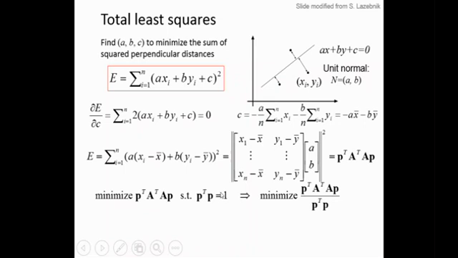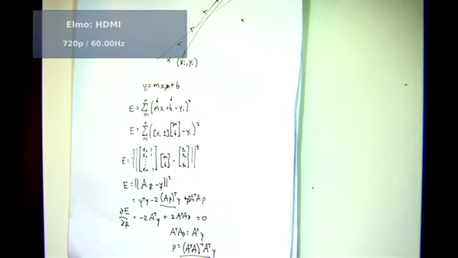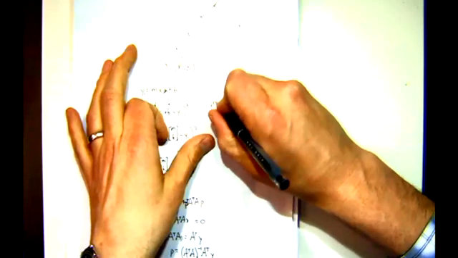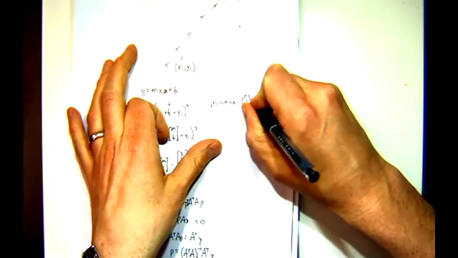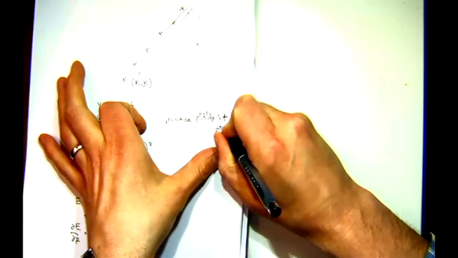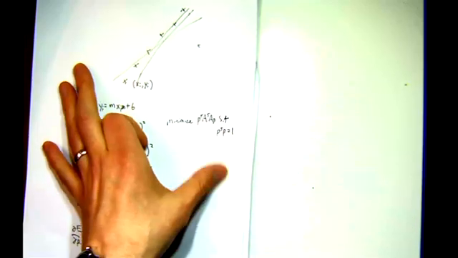So there's actually a very easy way to show the solution of this, using Lagrange multipliers. Let me just switch over to do that. So I'm trying to minimize p transpose A transpose A p such that p transpose p equals 1. All right, it'll take it a while to settle down.